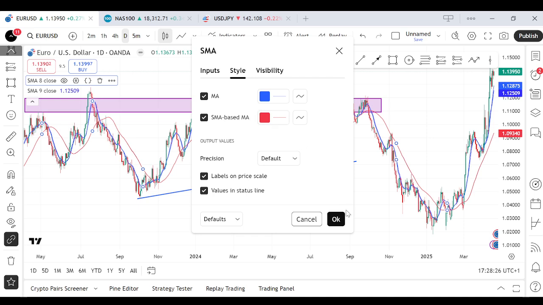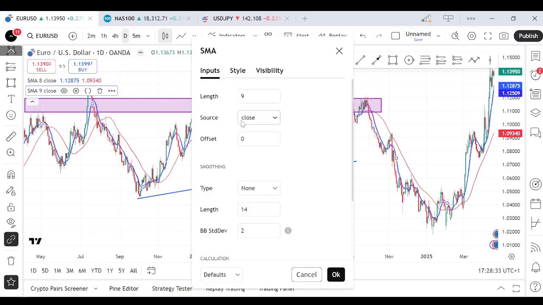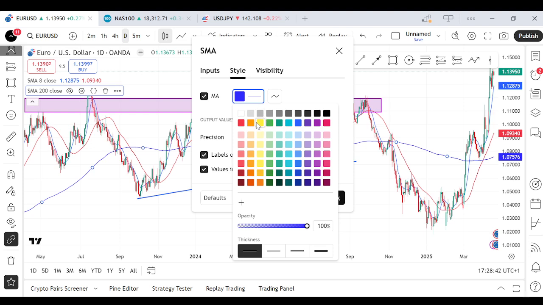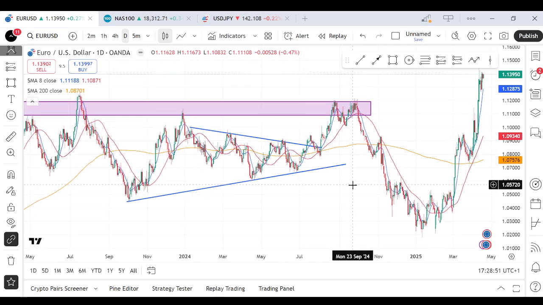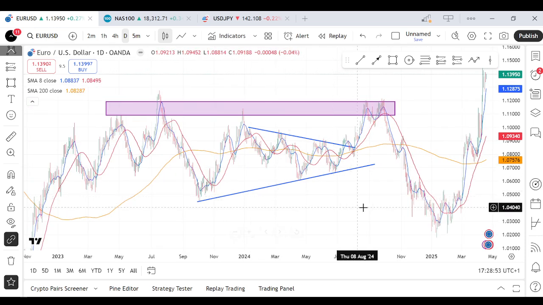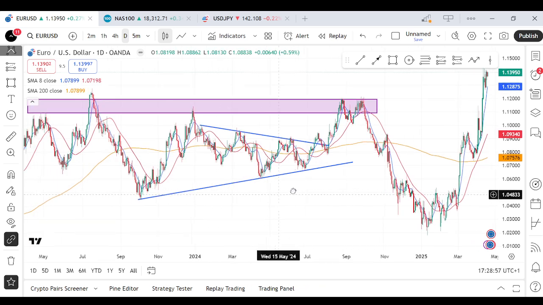Now we have the first two moving averages on our chart. Now I'm going to put the last one, which is our 200 period moving average, and this is going to be yellow, orange in color. So now we have all three moving averages on our chart. Now we combine this with our understanding of resistance, market structure, trend lines, and all of that.